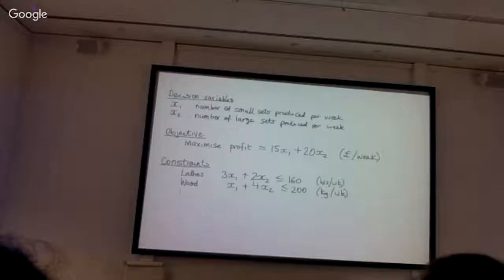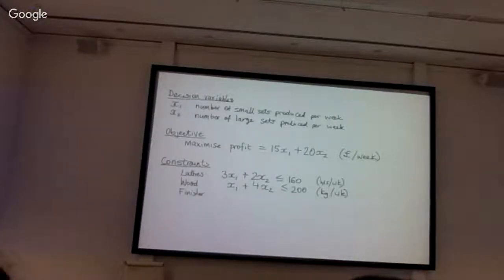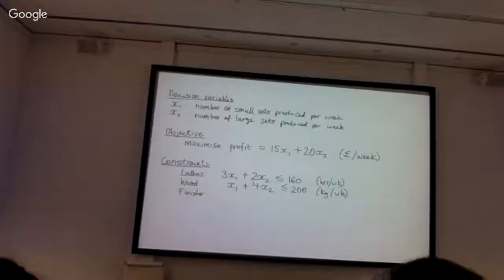And we also have the finisher. The finisher needs half an hour for each set, no matter whether it's small or large. So how many hours do we need in total? One half of x1 plus one half of x2. And we have at most 31 hours per week.